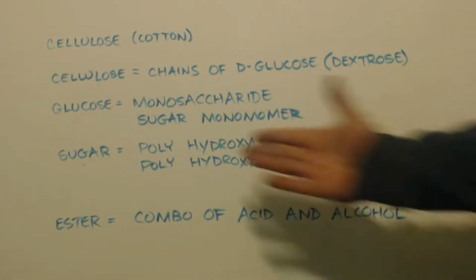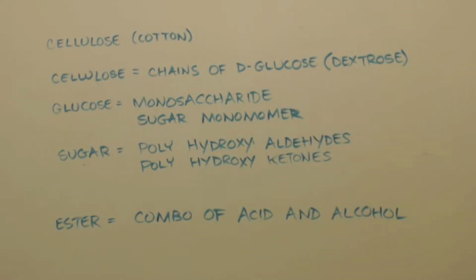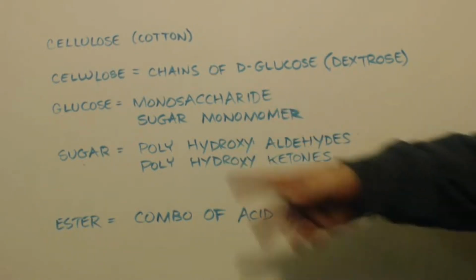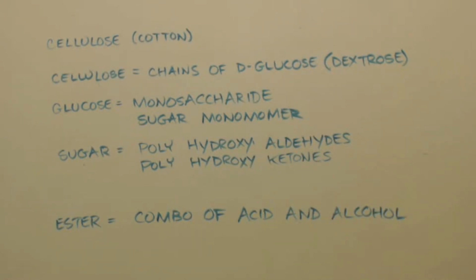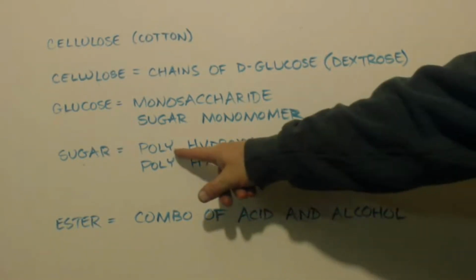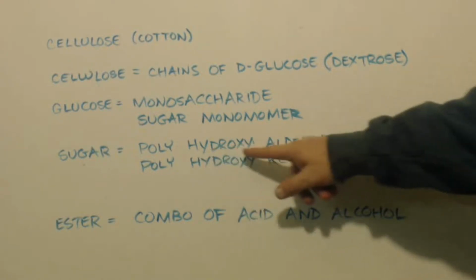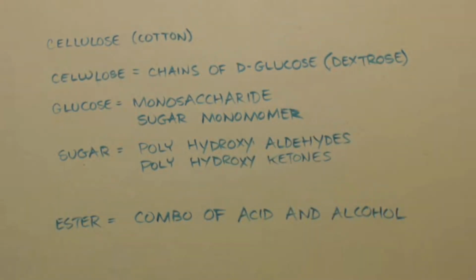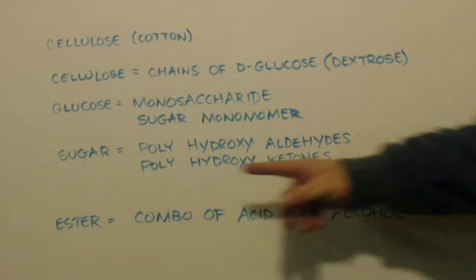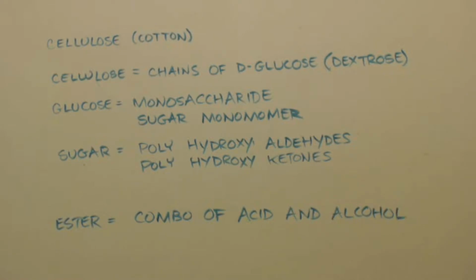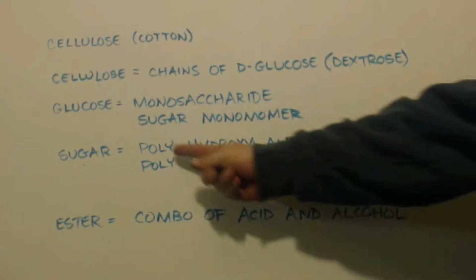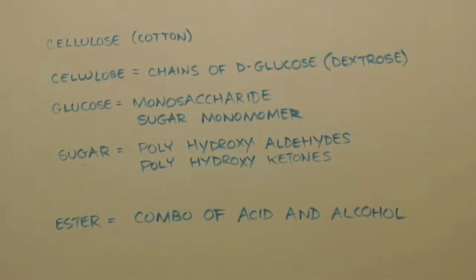And what is sugar? Well, there's two examples of sugars. There's polyhydroxyaldehydes and polyhydroxyketones. And what does that mean? That means there's a whole bunch of alcohols, hydroxyl groups, on an aldehyde, or a whole bunch of them on a ketone. This thing has a bunch of alcohols, polyalcohols, polyhydroxys.